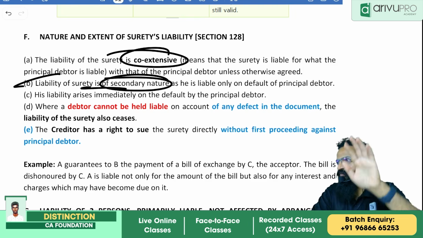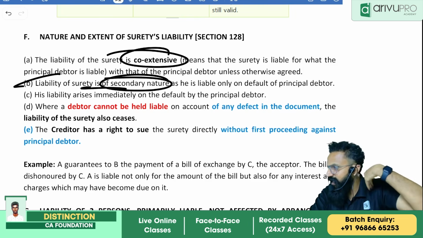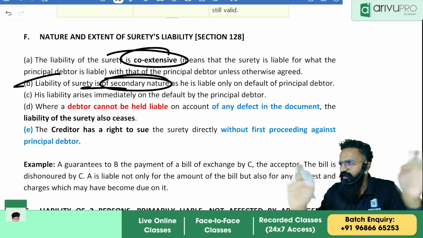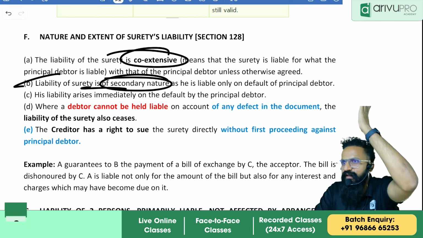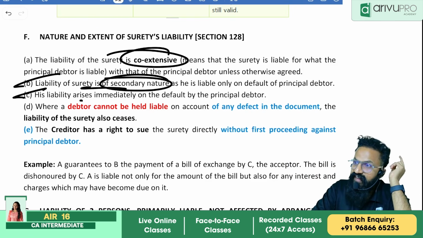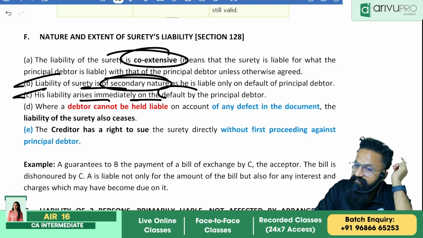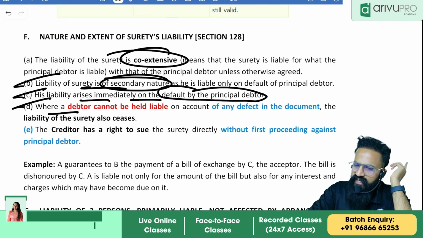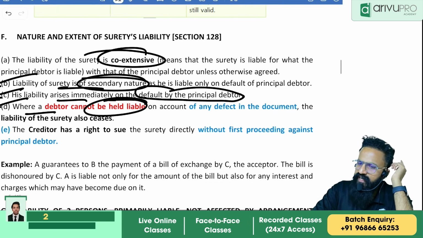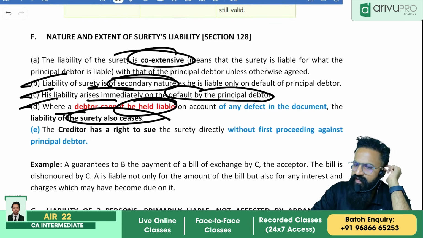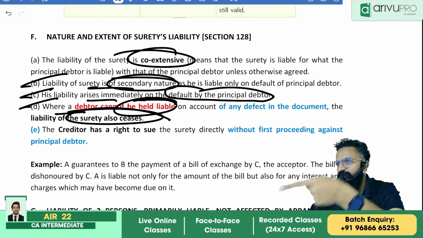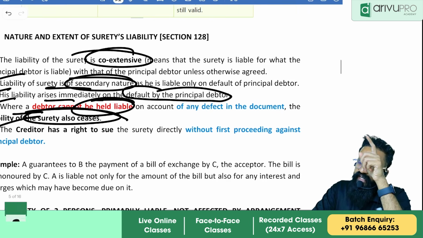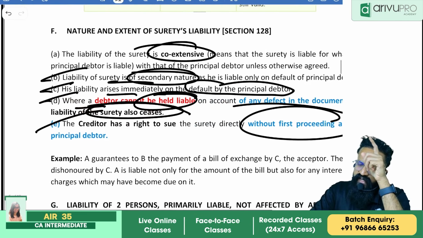That means if the principal debtor does not pay is when my liability will start. For that 1 year I am not liable. For that 2 years I am not liable. After that I am liable. His liability arises immediately, so I will directly go on you. Fourth one, where a debtor cannot be held liable on account of any defect in the document, even the surety also ceases. Unenforceable contract we saw. The creditor has a right to sue the surety directly without first proceeding against the principal debtor.